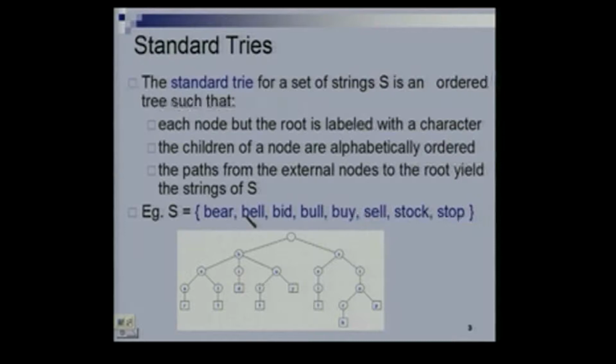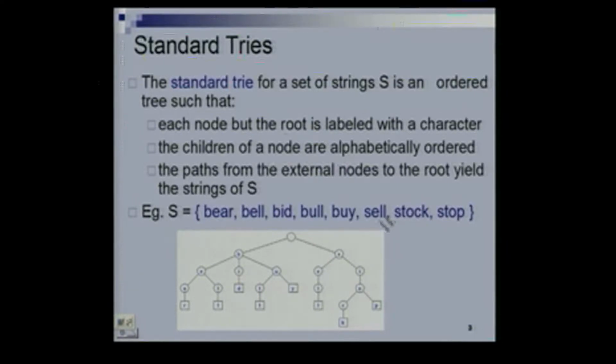Now, how is this organized? Suppose I were to start from here and follow a path in this tree. Suppose I came this way, B, E, A, R, beer. Beer is one of the words here. Suppose I take some other path, S, E, L, L, cell is another word here. S, T, O, C, K, stock is another word here. So now you can build this thing.